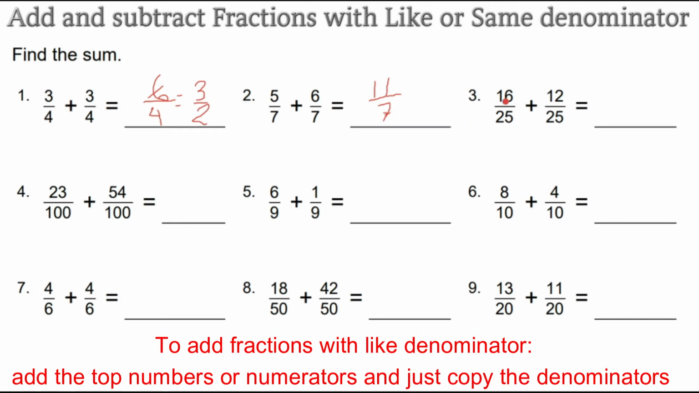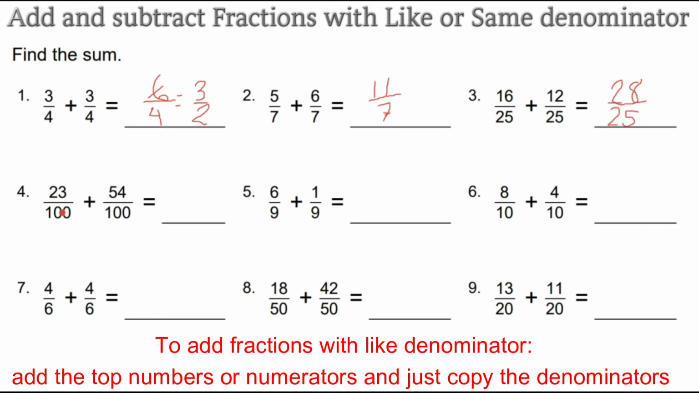Number 3. We have 16 over 25 plus 12 over 25. We only do the same. 25, we just copy it here because it is repeated 2 times. And then we only add 16 plus 12, which is going to be 28. Can we simplify this or make it smaller? 28 you can divide in 2 because it's 14 plus 14, but 25 you cannot. So we leave it the way it is.